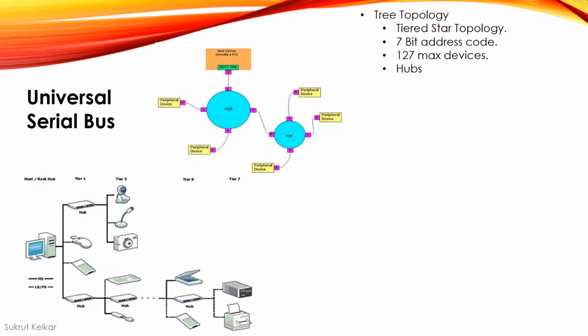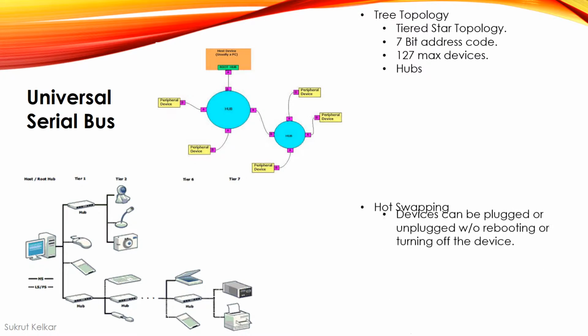The topology used in USB is tree topology. The USB is actually an addressable bus system. It can support up to 127 different devices or nodes at once. The benefit of this topology is that power to each device can be monitored.